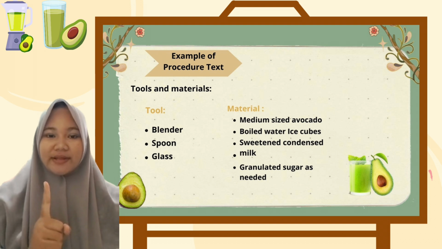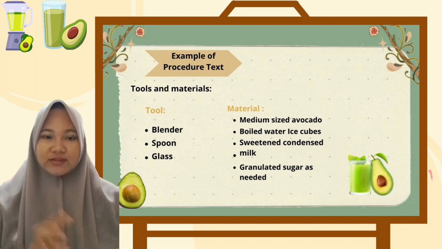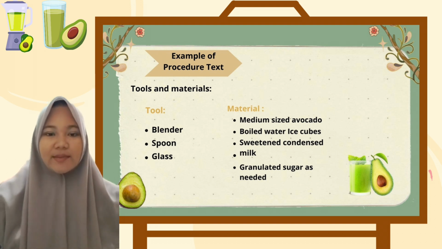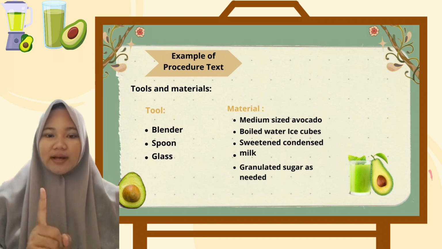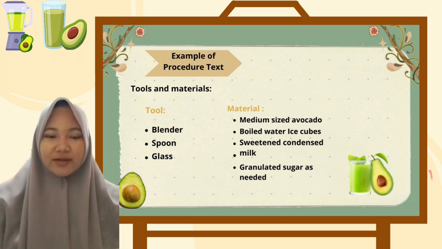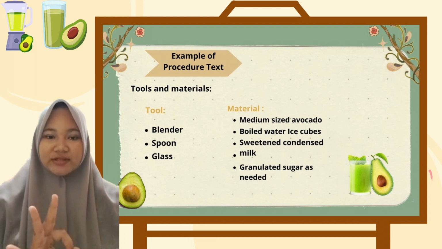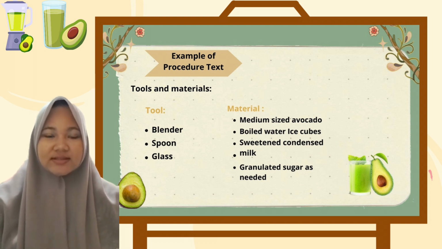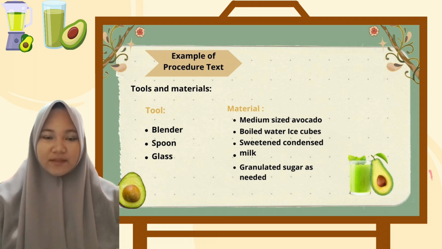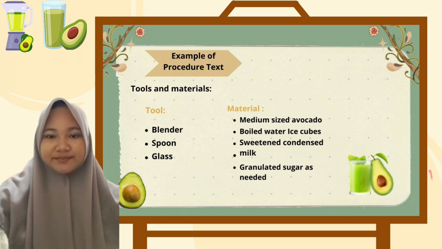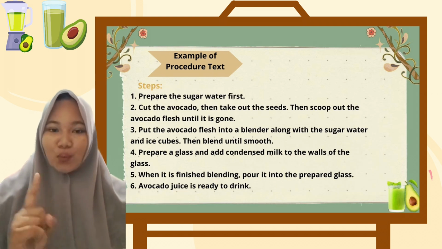Tools and materials. Tools: 1 blender, 2 spoon, 3 glass. And materials: 1 medium size avocado, 2 boiled water, ice cubes, 3 sweetened condensed milk, 4 milk, 5 granulated sugar as needed.